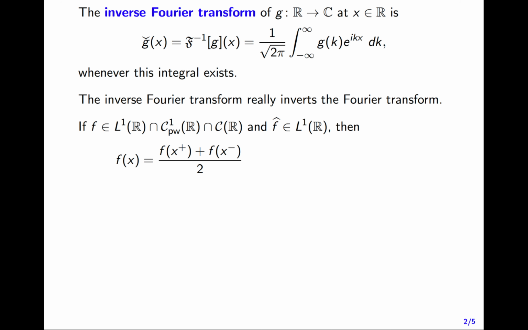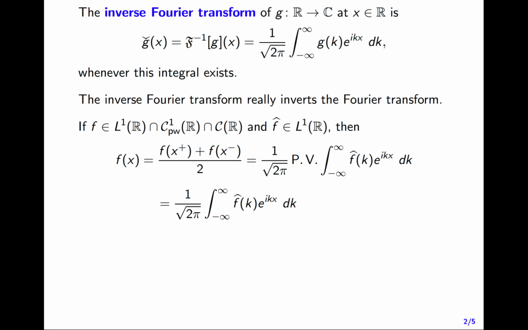You get f of x equals f of x plus, plus f of x minus, over 2. That's just agreement of the left and right hand limits by continuity. And this is equal to 1 over root 2 pi times the principal value of the integral from minus infinity to infinity of f hat of k e to the ikx dk. That's the identity from the previous slide. But this, happily, is equal to 1 over root 2 pi times the integral from minus infinity to infinity of f hat of k e to the ikx dk, because I'm assuming that f hat is also in L1. And in that case, the improper integral and its principal value are the same. And that is the inverse Fourier transform applied to f hat at x. So with a few extra, non-trivial hypotheses, L1, piecewise C1, continuous, and f hat also in L1, we get f is equal to the inverse Fourier transform of f hat for all x.